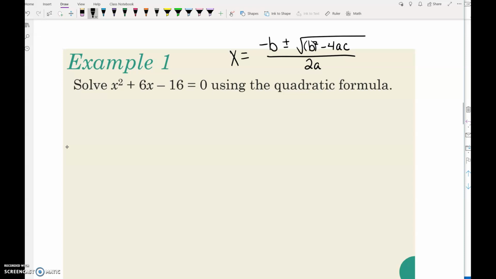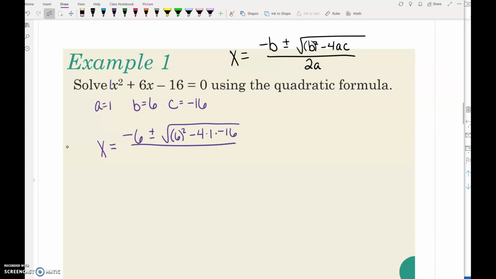Okay, so a is the number in front of x squared. So in this one, our a is 1. B is the number in front of x, so our b is 6. And c is the number that doesn't have any x's. And remember, attach that negative, so it's negative 16. So following the formula, x equals the opposite of b, so negative 6, plus or minus the square root of b squared, so 6 squared, minus 4 times our a value, 1, times our c value, negative 16. The whole thing is divided by 2 times our a value.